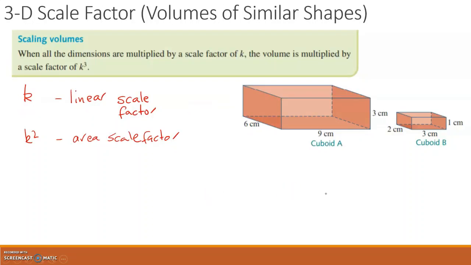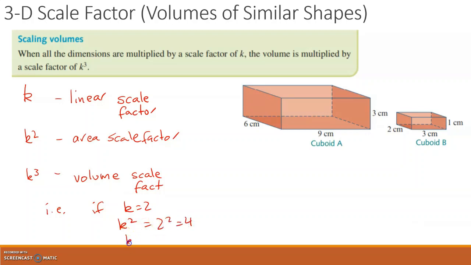And that's because we're working in square units, and then when we're working in cubic units, as you might expect, the volume scale factor is k cubed. So what that means is, for example, if k is equal to 2, k squared, the area scale factor, would be 2 squared equals 4. And k cubed, the volume scale factor, would be 2 cubed, which is equal to 8.